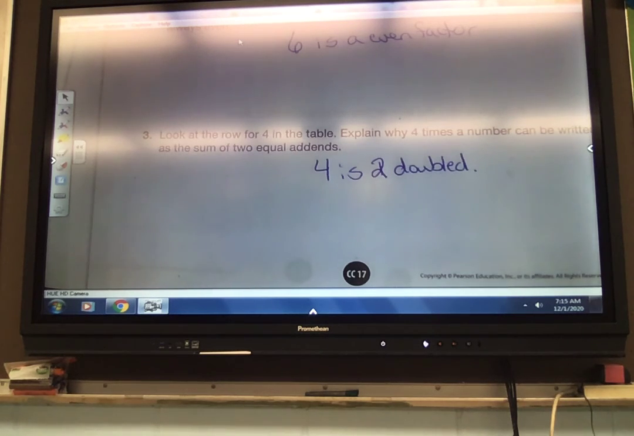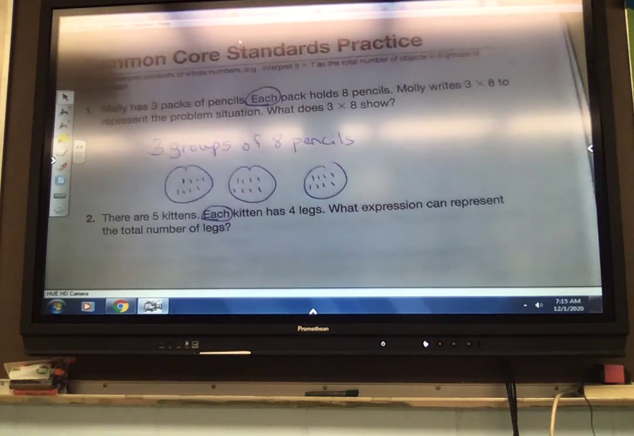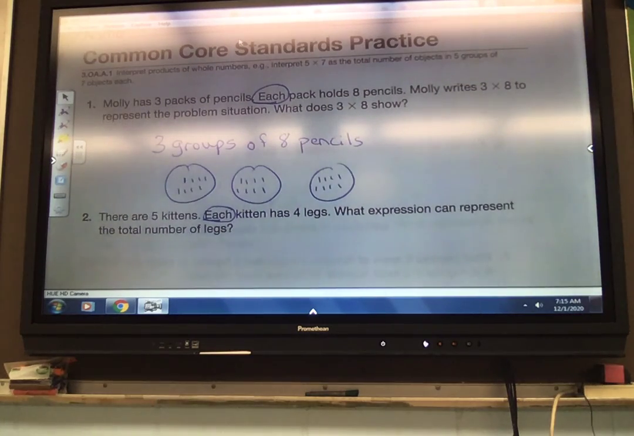It works every time. All right, so that's just a very quick run through of that packet and some things, especially multiplication, that you might want to look over before you come this afternoon.